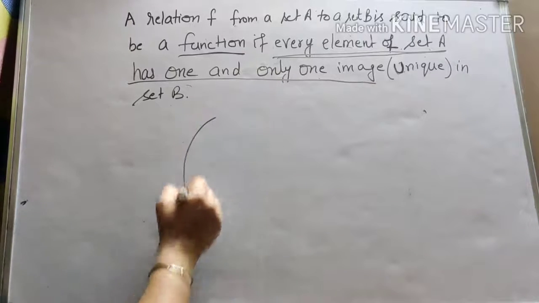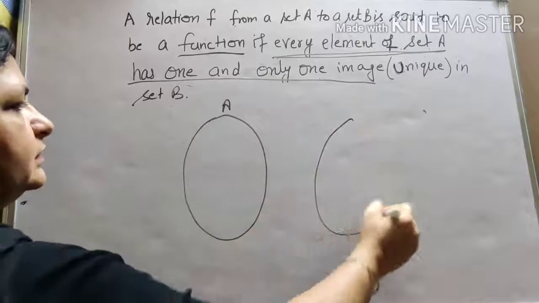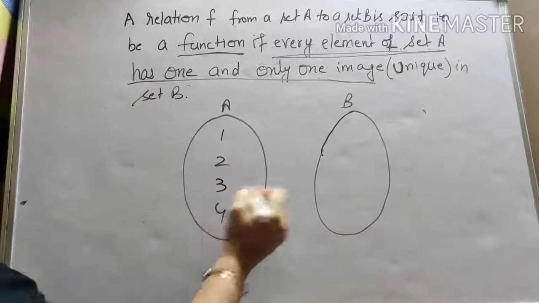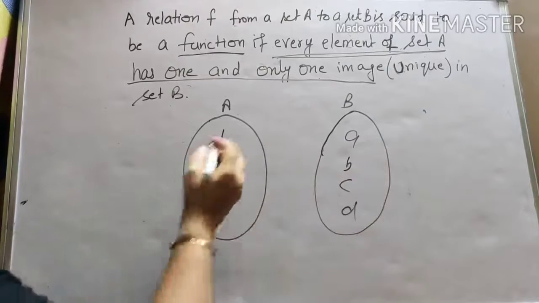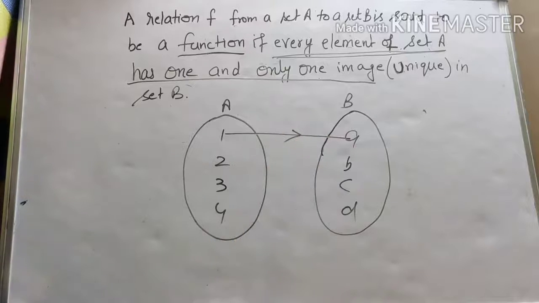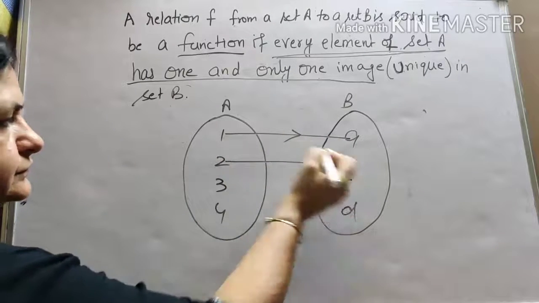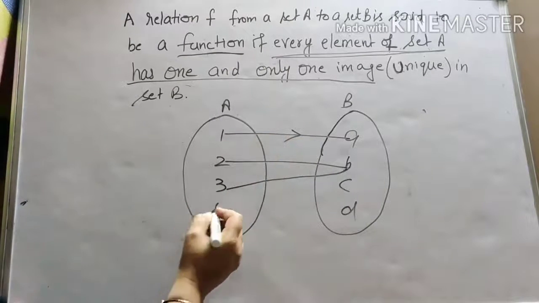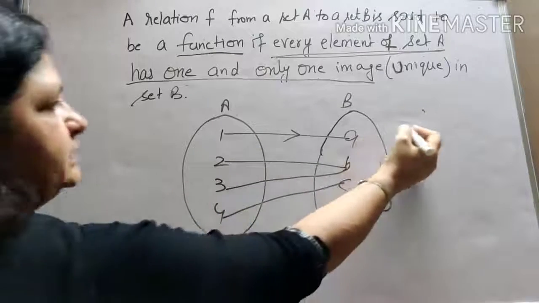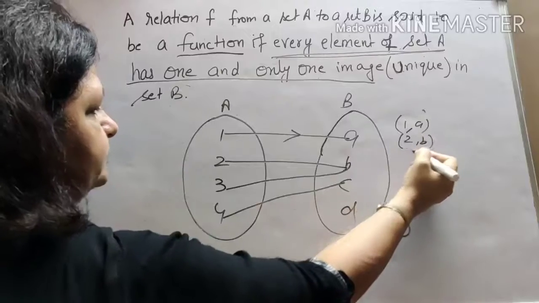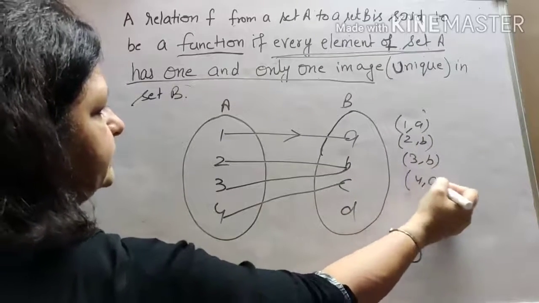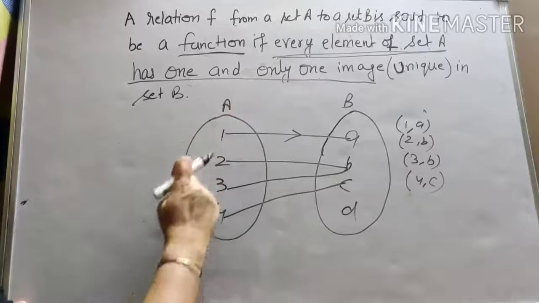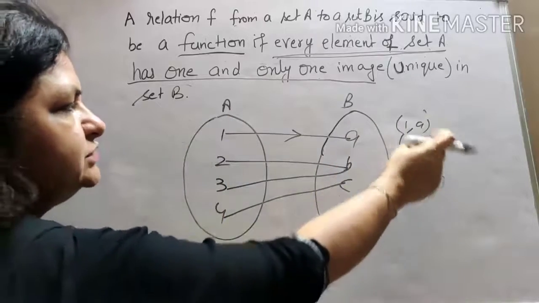Let's take one more case. Set A is given, set B is given. 1, 2, 3, 4, A, B, C, D. Now, if it is given 1 has image A, B is the image of 2, image of 3 is also B, image of 4 is C. It means 1 is related to A, 2 is related to B, 3 is related to B, 4 is related to C. Now this relation is a function because every element has a unique image in B.